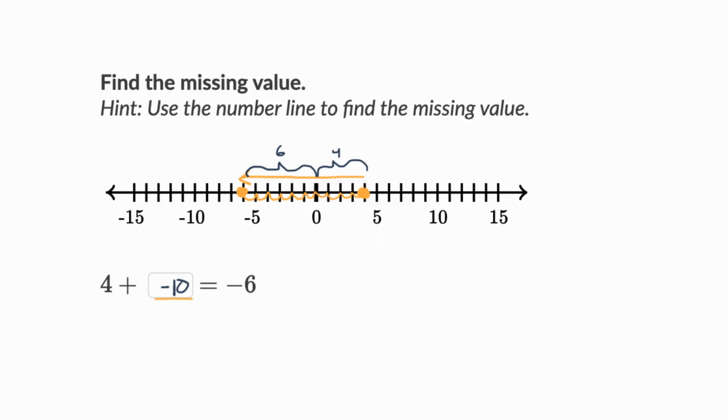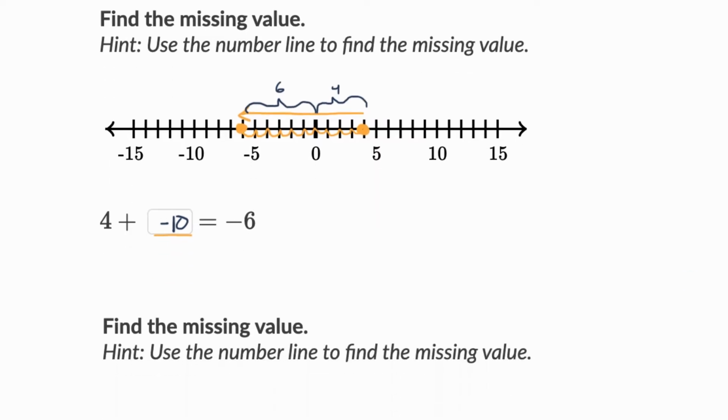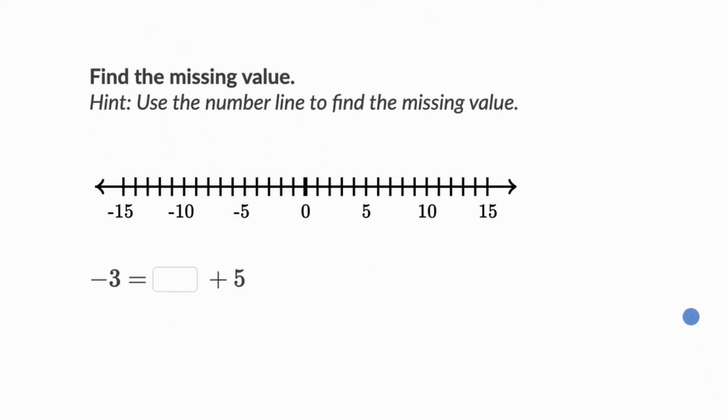Let's do another example. So let me scroll down a bit so we can see that second example. So once again, find the missing value, and pause this video again and try to work that out. All right, so there's a couple of ways we could think about it. We're saying -3 is equal to something plus 5.